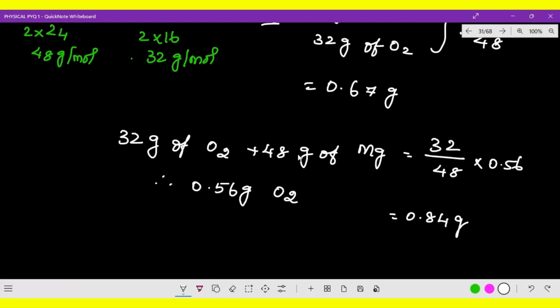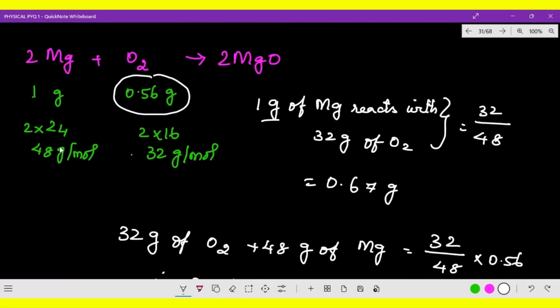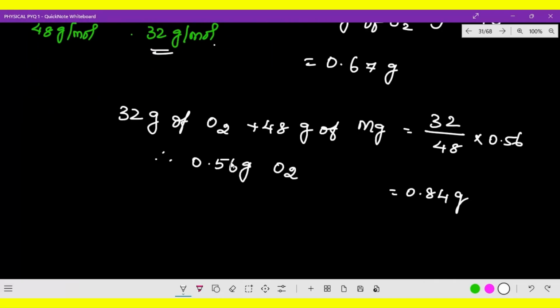So 48 gram of magnesium reacts with 32 gram of oxygen. That is how much it requires, but actually they have provided only 0.56. That means oxygen is the least amount, so oxygen is the limiting reagent. What do you mean by limiting reagent? The one with the least amount, which is completely consumed, is called the limiting reagent. You got this point also. Now, how much is remaining? That point we have to bring in.